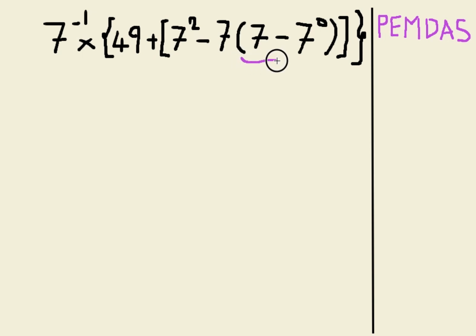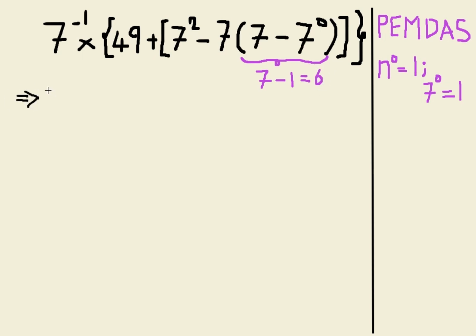We always start with the innermost grouping symbols, which are the parentheses containing 7 − 7⁰. Within these parentheses, we must evaluate the exponent first. Remember, any non-zero number raised to the power of 0 is equal to 1. So, 7⁰ becomes 1. This simplifies our parentheses to 7 − 1, which equals 6.